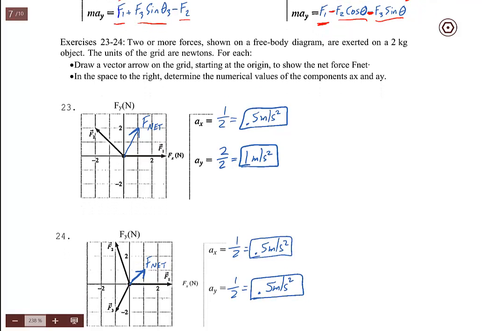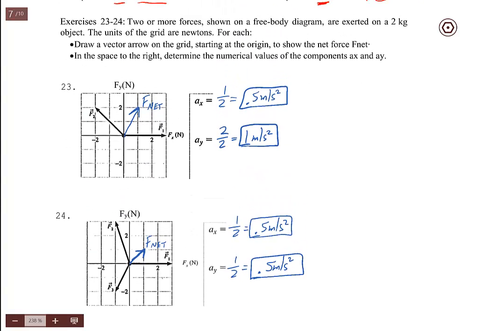Okay, 23 and 24 are a little bit different than what we've been doing, but they want us to draw a vector on the grid starting at the origin that shows the net force. Well, we were doing that before. If there is a force in the x direction of 3, this would be a positive 3, and then the F2x component would be negative 2, then we know that the net force in the x is positive 1.